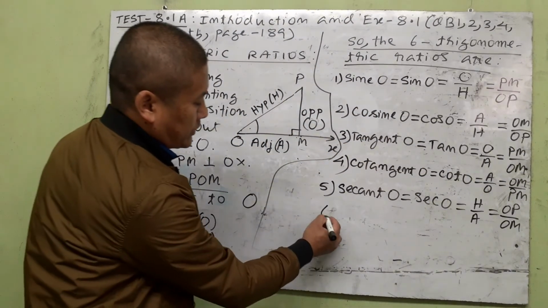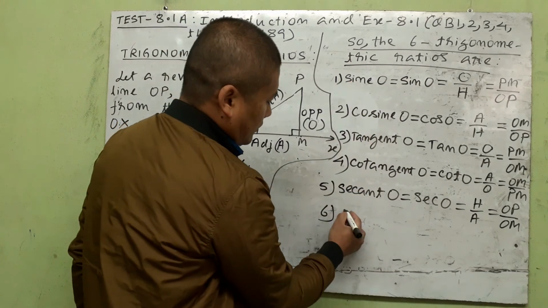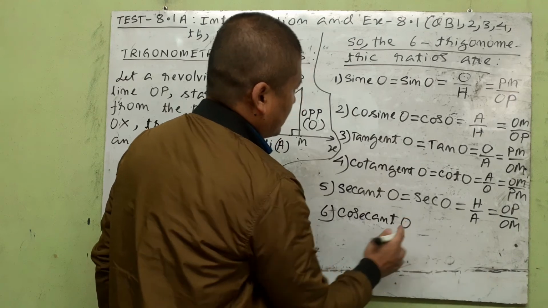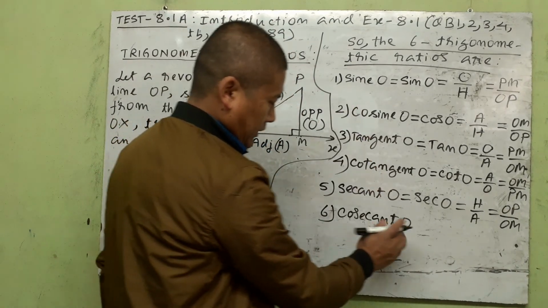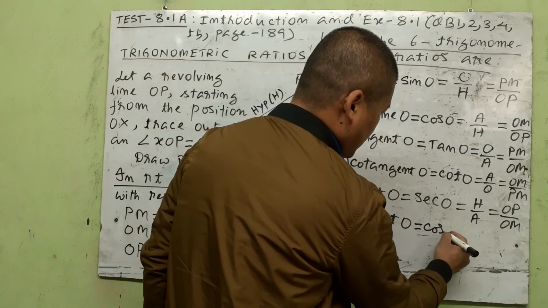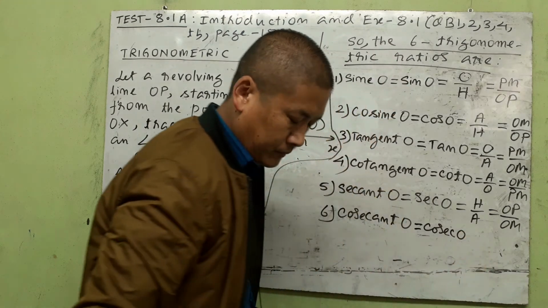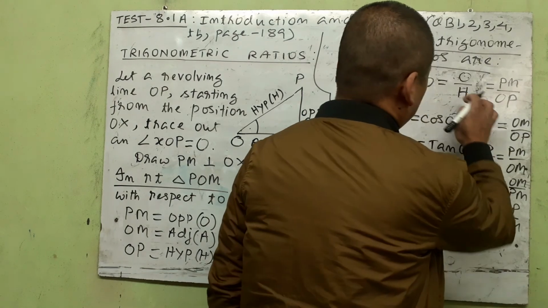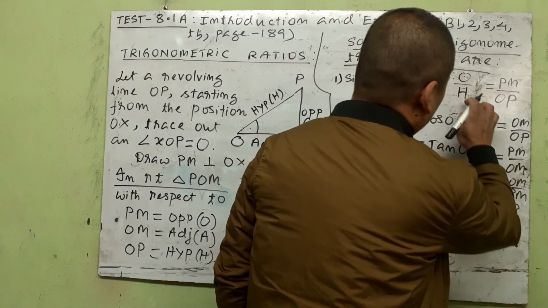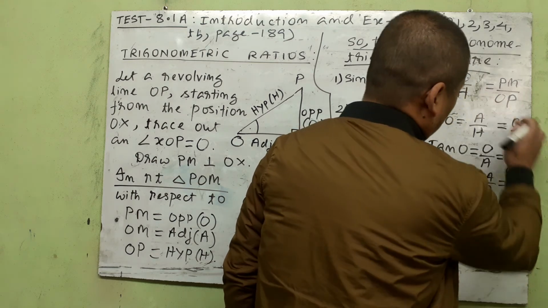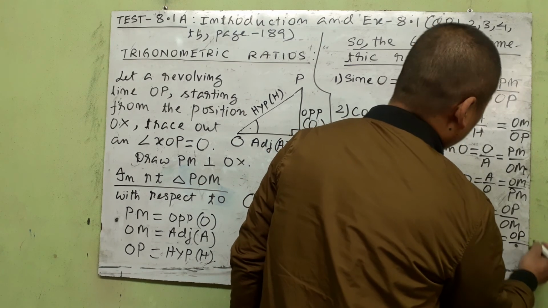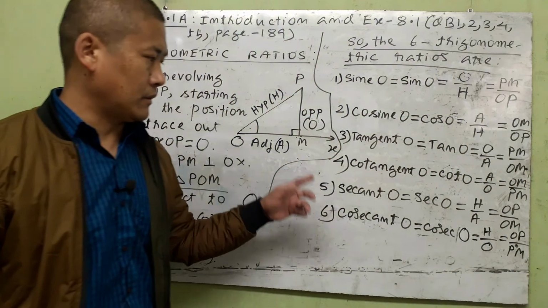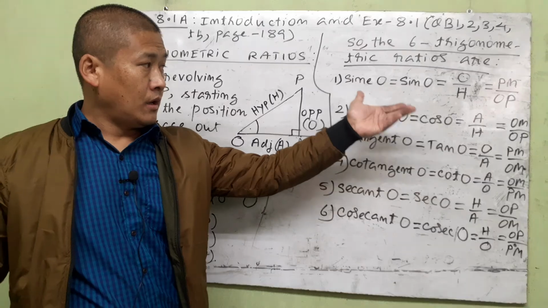Then the last ratio, which is the reciprocal of sine, is called cosecant. The reciprocal ratio of sine is called cosecant. We write it in short as cosec O. Okay. And so this will simply be H will go up and O will come down, OP will go up and PM will come down. So these are the 6 trigonometric ratios that we're going to use in trigonometry.